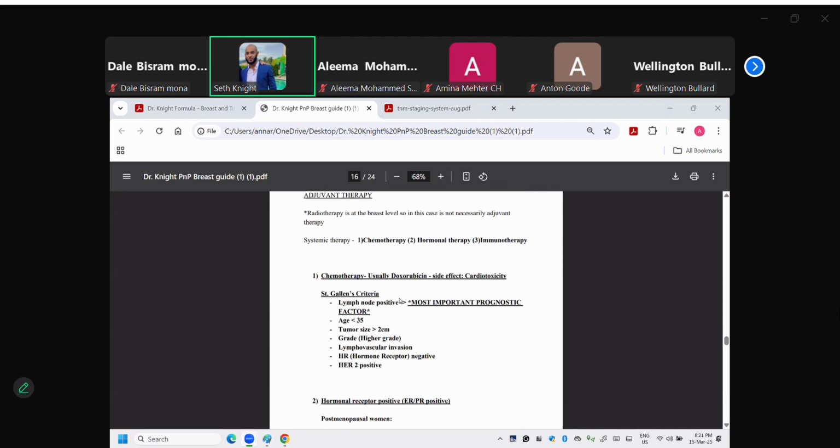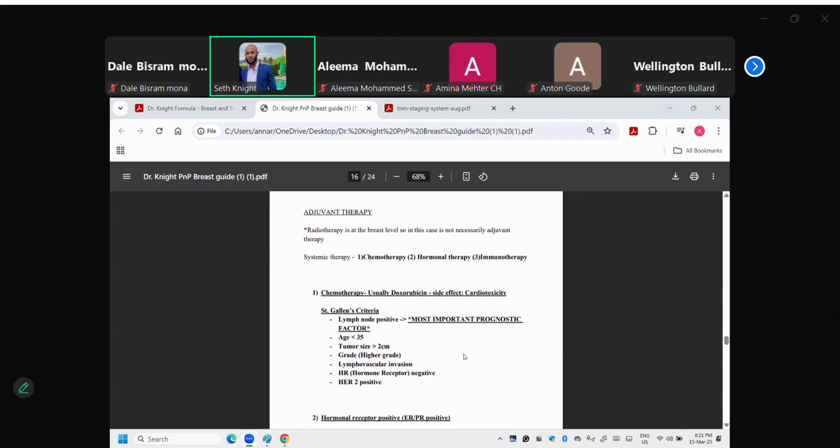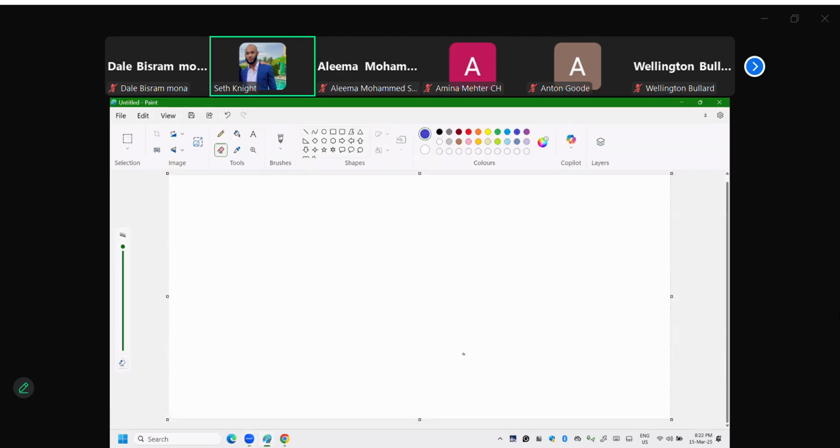So the first form of adjuvant therapy, guys, is chemotherapy. And you need to know St. Gallen's criteria for giving a patient chemotherapy. The most important prognostic factor overall for breast cancer is axillary lymph node status.